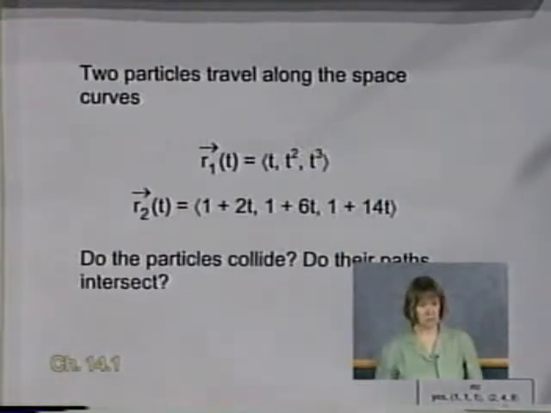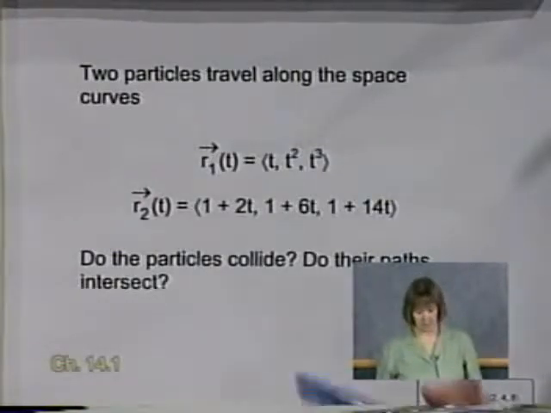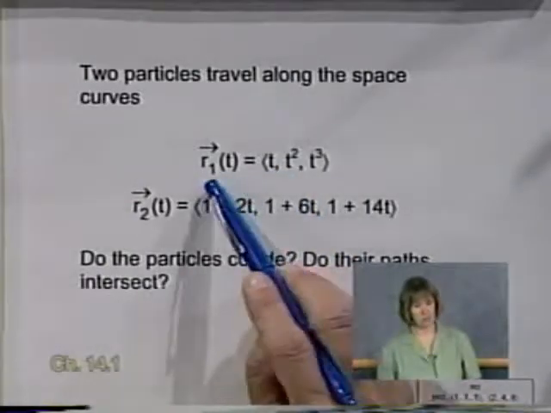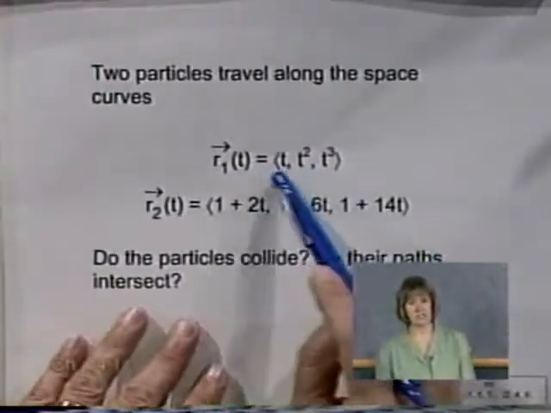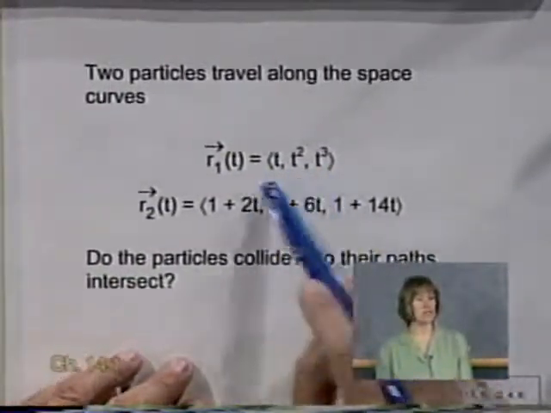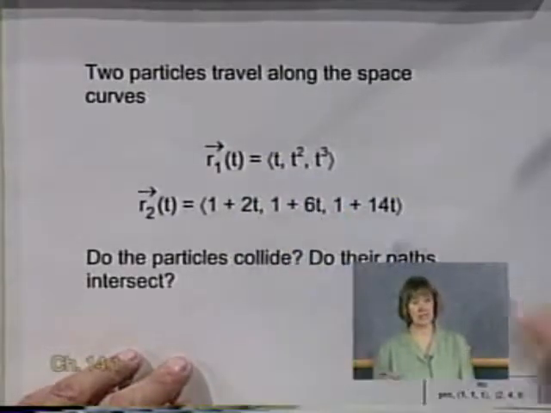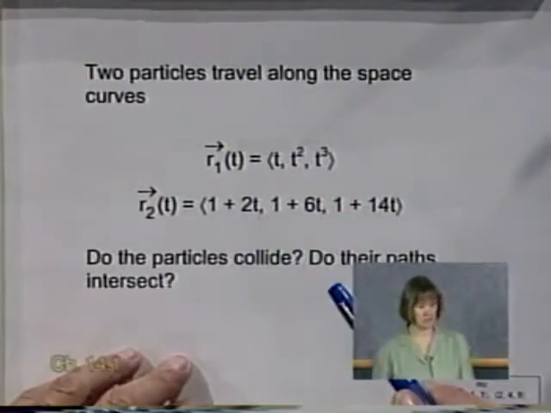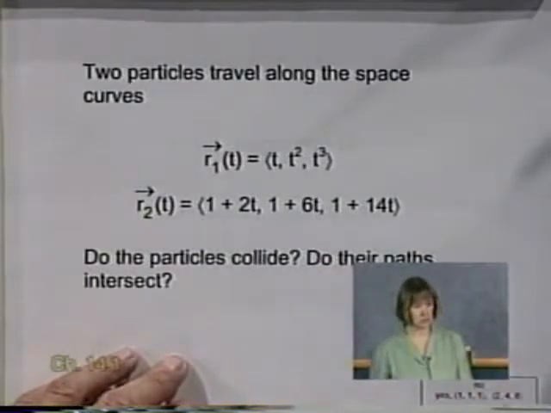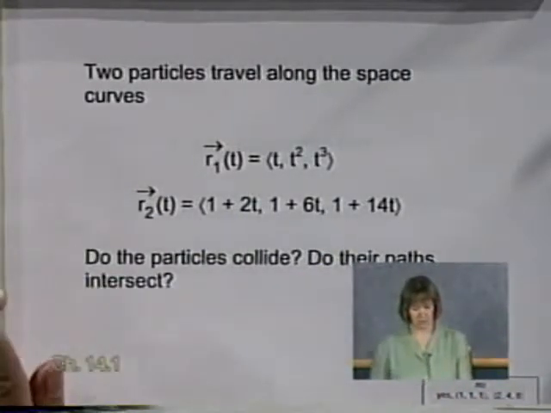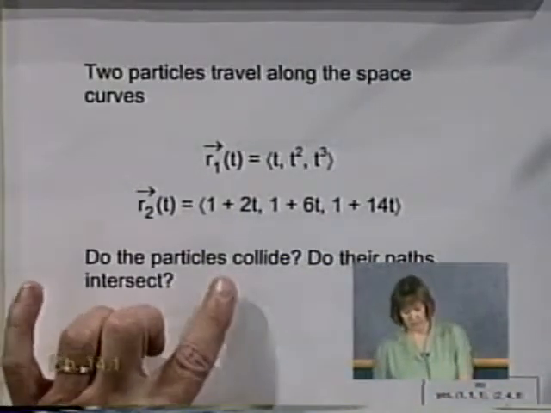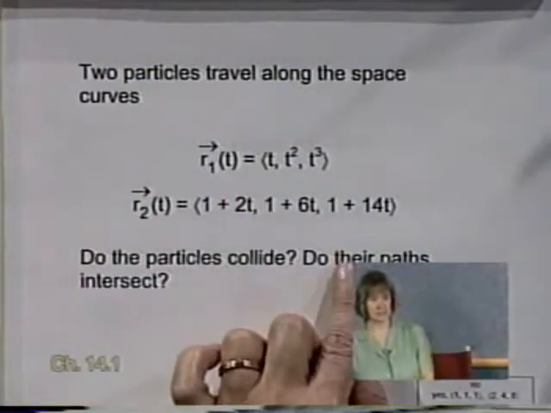And these are important questions. If I'm thinking about t being time, I could think of a particle moving along, and what this equation is telling me is where the particle's location is. Particle 1's location is according to the time on the clock. The same thing for particle 2. Now, there's two very particular questions. Do the particles collide, and do their paths intersect?